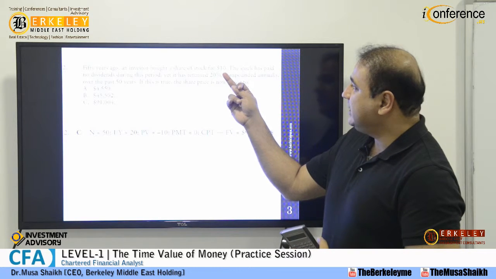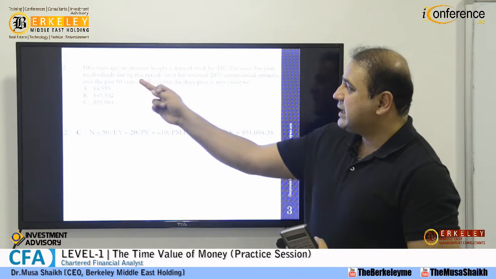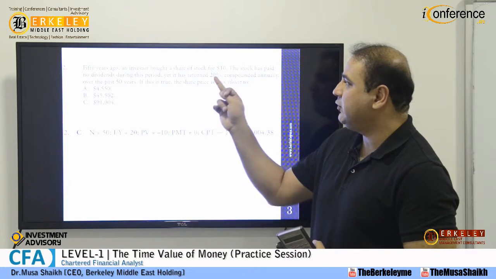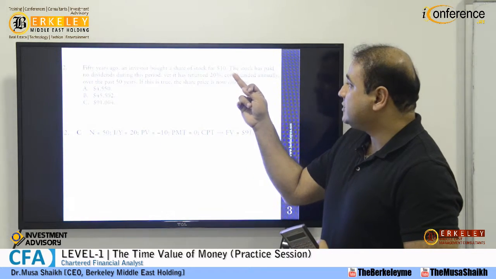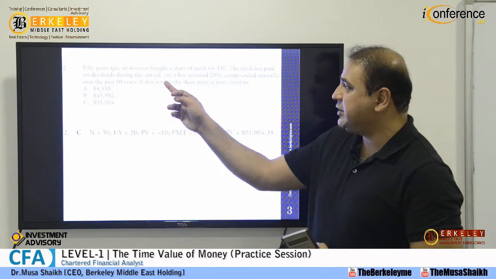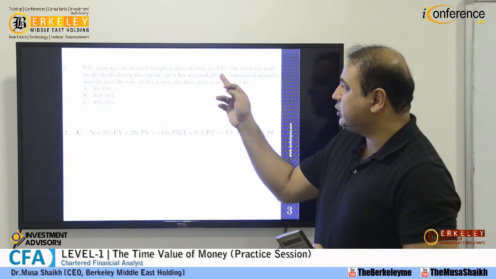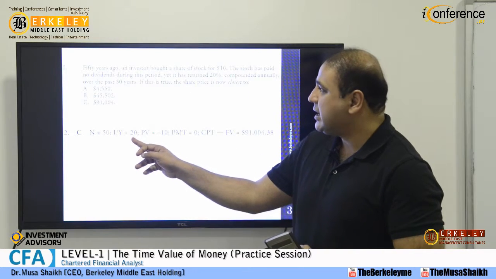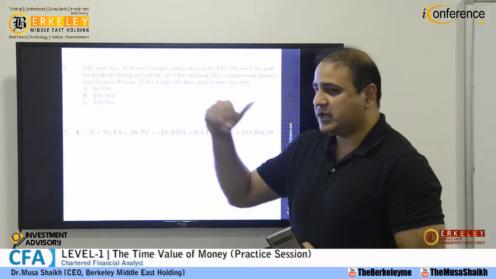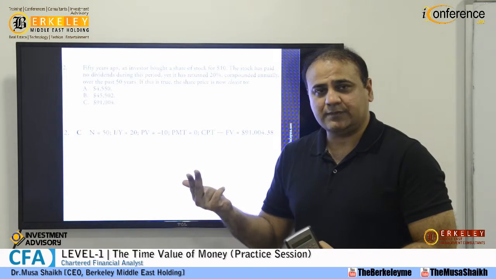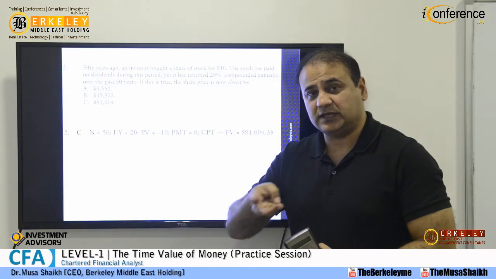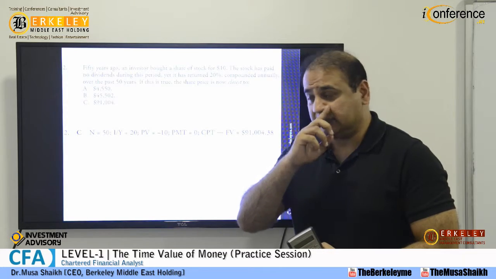10 is the present value, because an investor bought a share. We will put a minus sign when we enter this, to get the positive outcome. The stock has paid no dividends during this period, yet it has returned 20%, that is the IY, compounded annually. There are cases like compounded quarterly, semi-annually, and annually. This we have studied when we were studying the text.